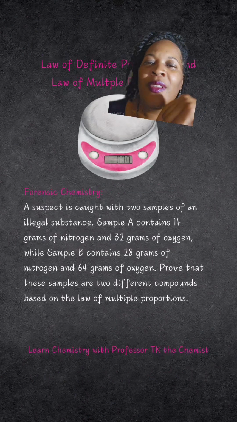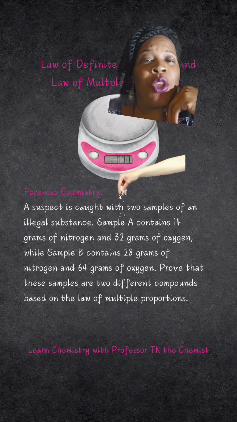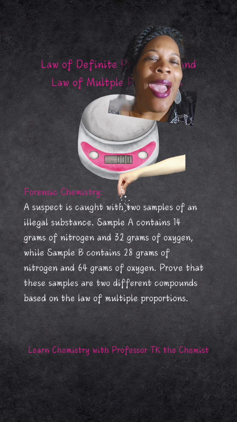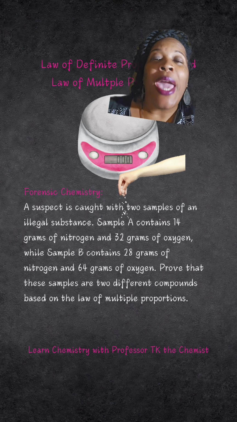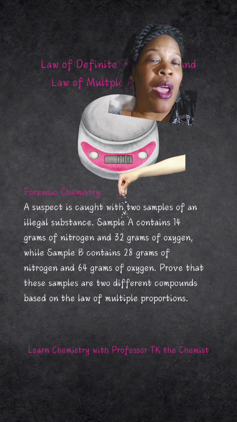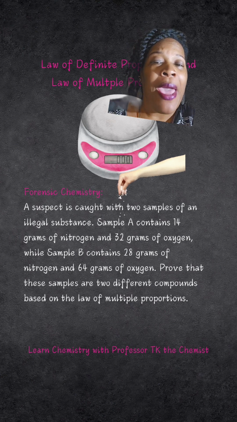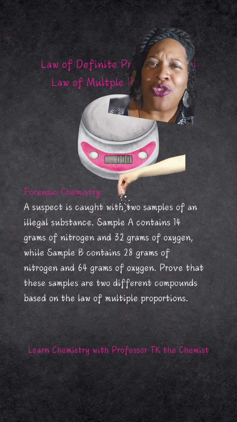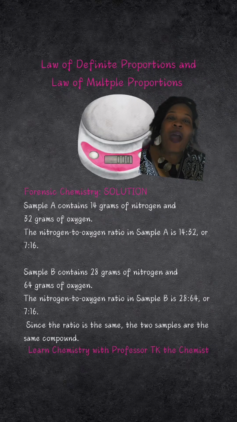Let's keep it moving. So let's take a look at this example here. It says a suspect is caught with 2 samples of an illegal substance, y'all. Sample A contains 14 grams of nitrogen and 32 grams of oxygen, while sample B contains 28 grams of nitrogen and 64 grams of oxygen. We want you to prove that these samples are 2 different compounds based on the law of multiple proportions. So you see, in forensic chemistry, this law is applicable. Stay tuned. So how do we solve this?